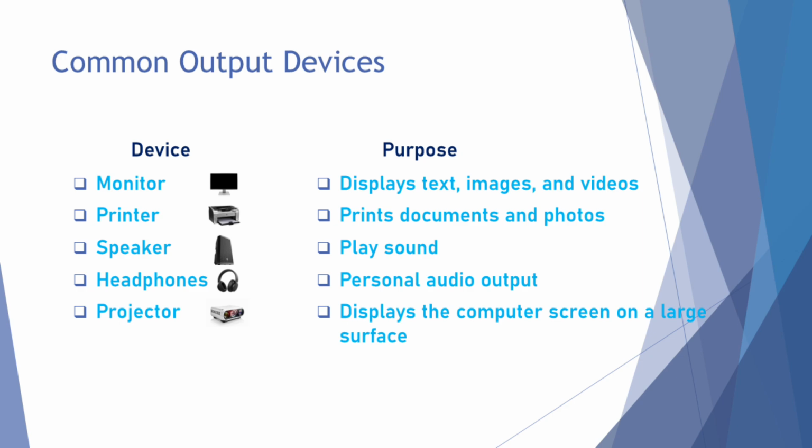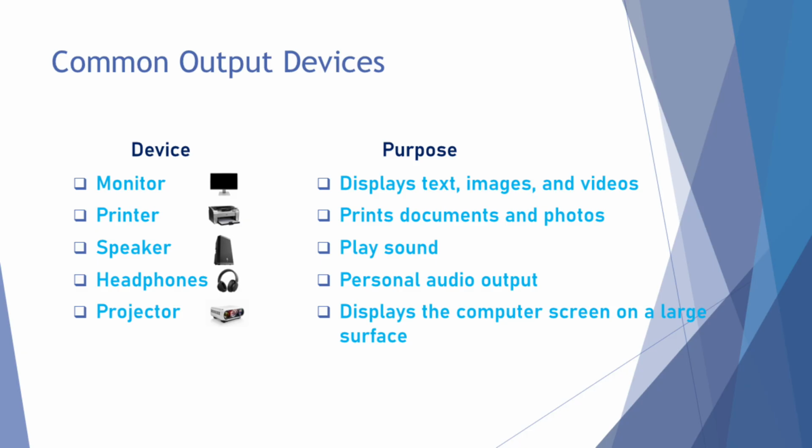So the monitor displays the text that we have typed using a keyboard. It also shows us the pictures on the screen. On a computer screen, we can see text, pictures, videos, and everything, right? So that is called a monitor, through which the computer is communicating back to us. So that is why that is called an output device.